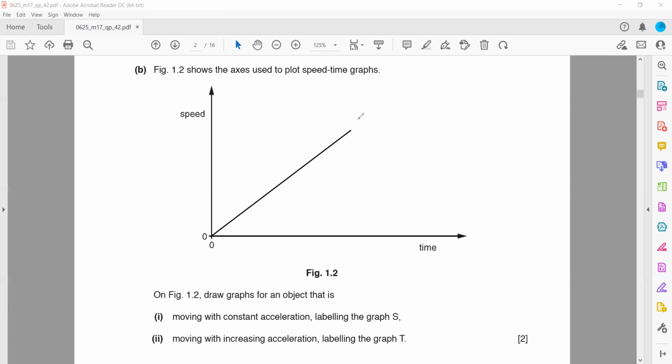In a speed time graph, the slope represents the acceleration. Because acceleration is constant, it will be a straight line passing through the origin. What about the object whose acceleration is increasing? So D, that is correct. The slope increases, which means the acceleration increases.